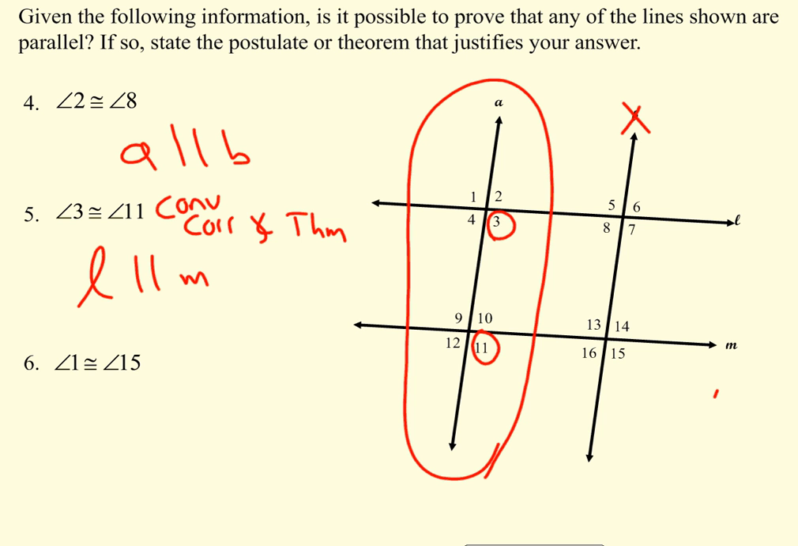All right, A equals, for number 2, 2 and 8, that's going to be the converse of the alternate interior angles theorem.